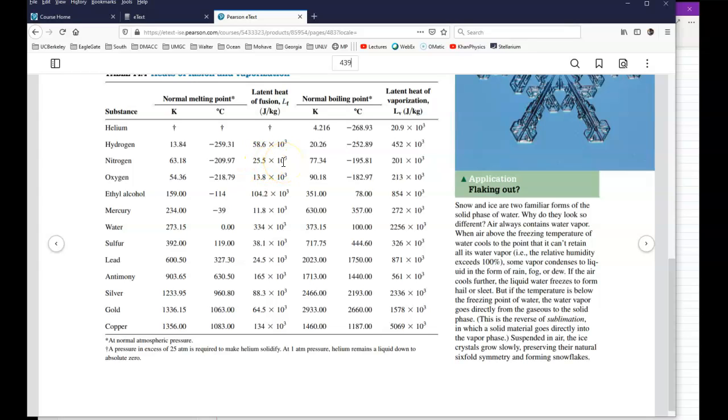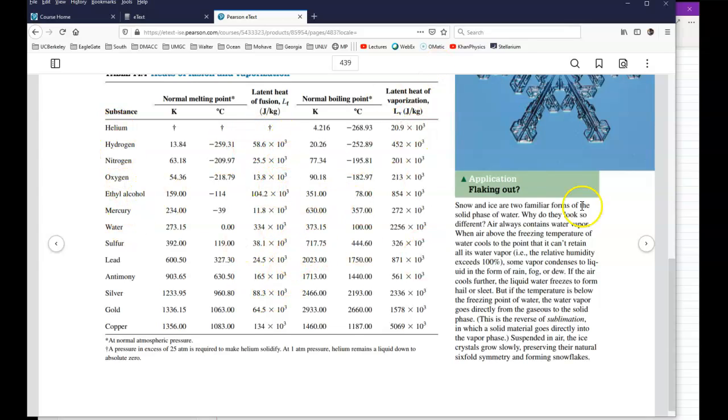I'll come to explain it in a second. Just give me a minute. The latent heat of vaporization for nitrogen is 201 times 10 to the third. Say, for example, lead. Latent heat of fusion, 24.5 times 10 to the third. Vaporization, 871 times 10 to the third, and so on. You get silver, gold, copper, sulfur, and water, and so on. Those are the three columns that you need.